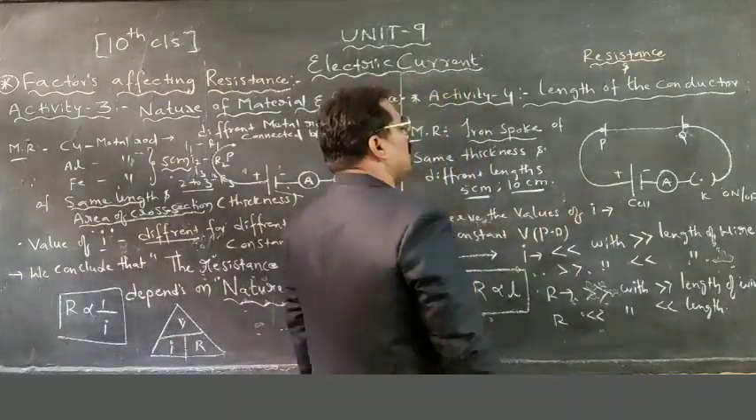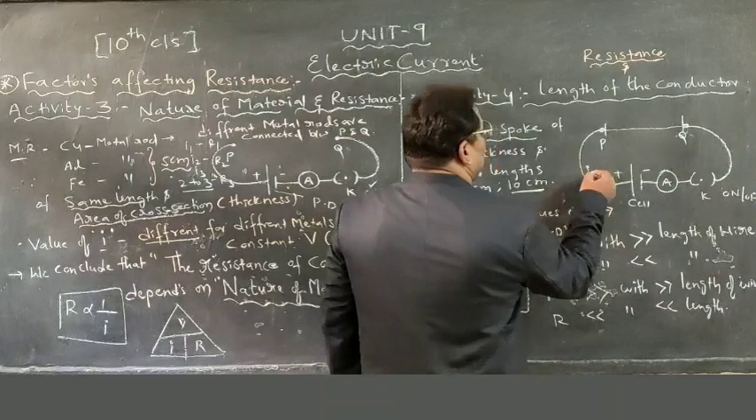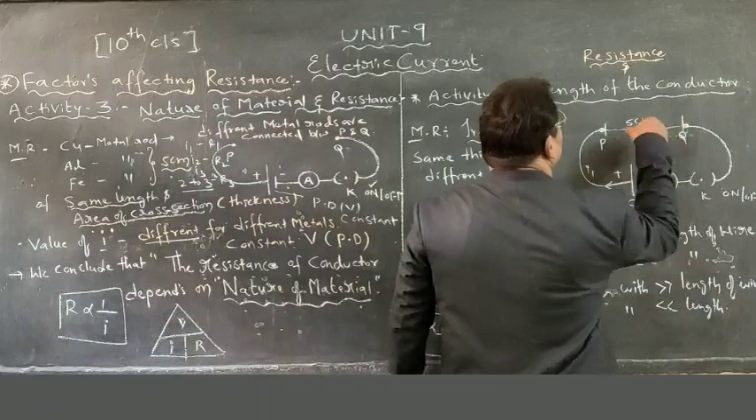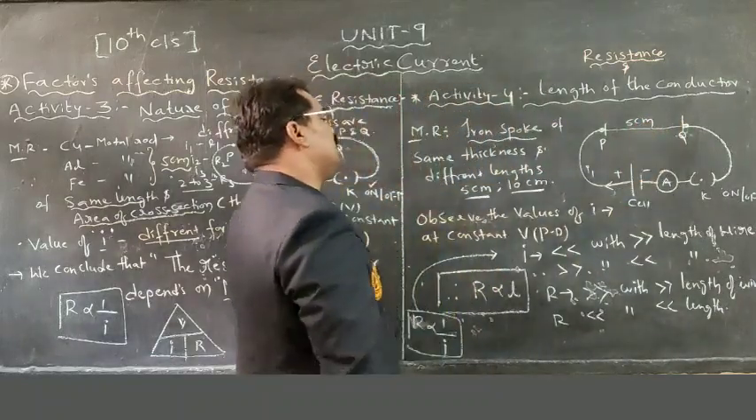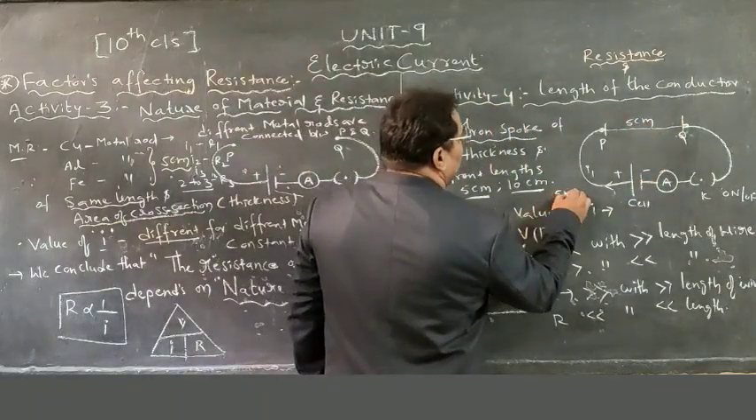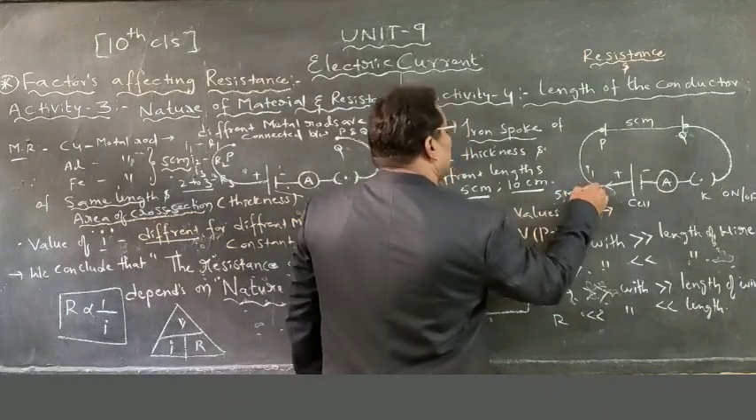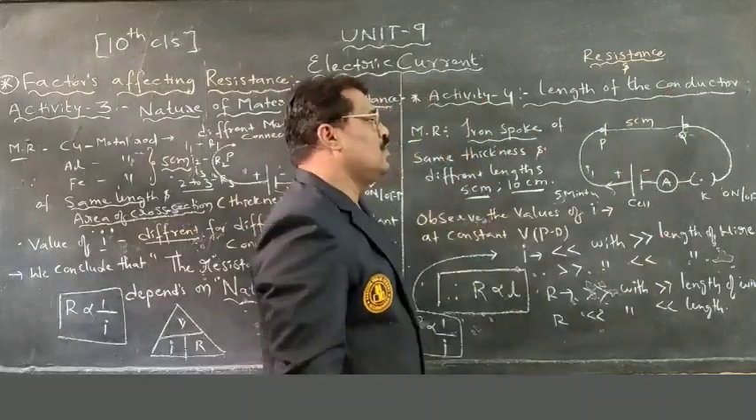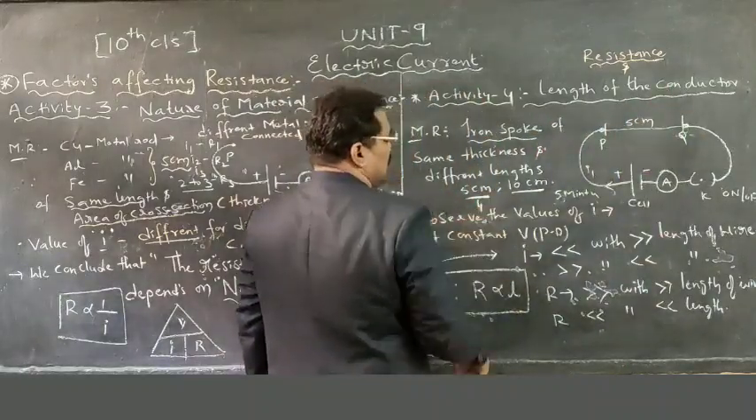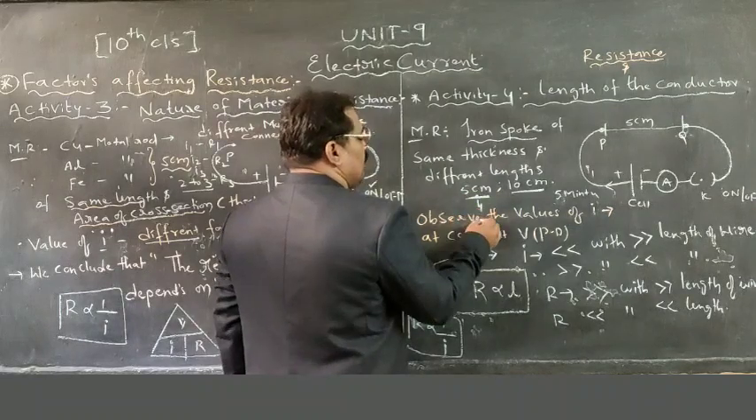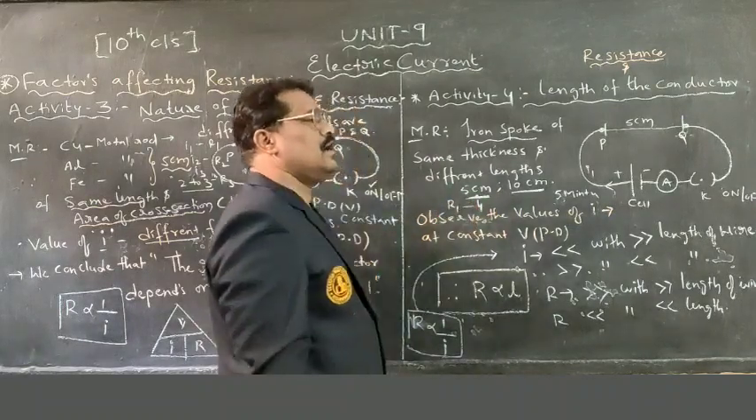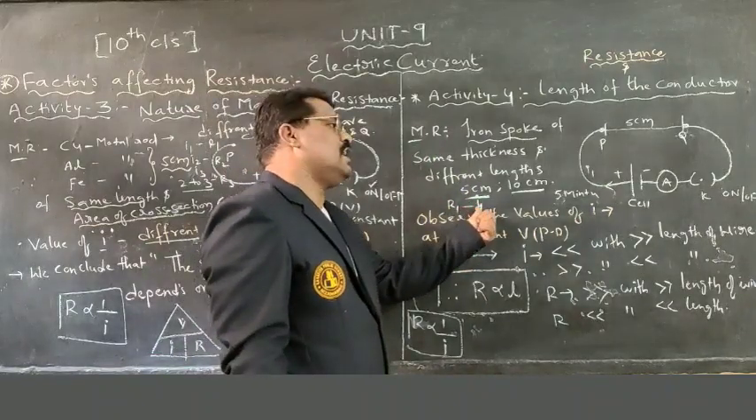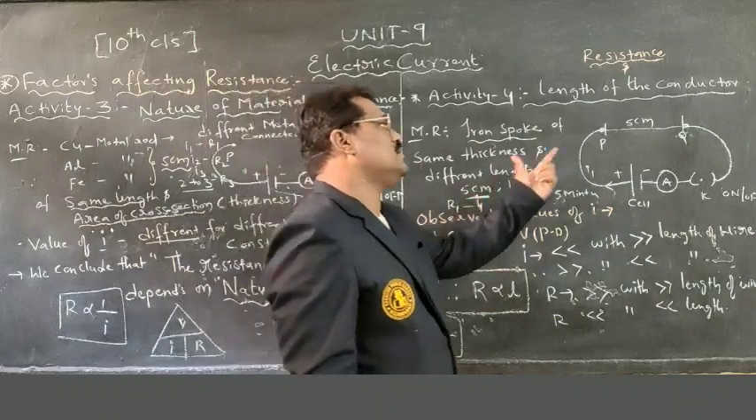As the key is switched on, a certain amount of current I starts flowing through the iron spoke of length 5 cm. Allow the current to flow through it for a time interval of 2 to 3 minutes or 5 minutes. Note down the current I1. As I is inversely proportional to R, if I is greater, R will be lesser. You measure that.